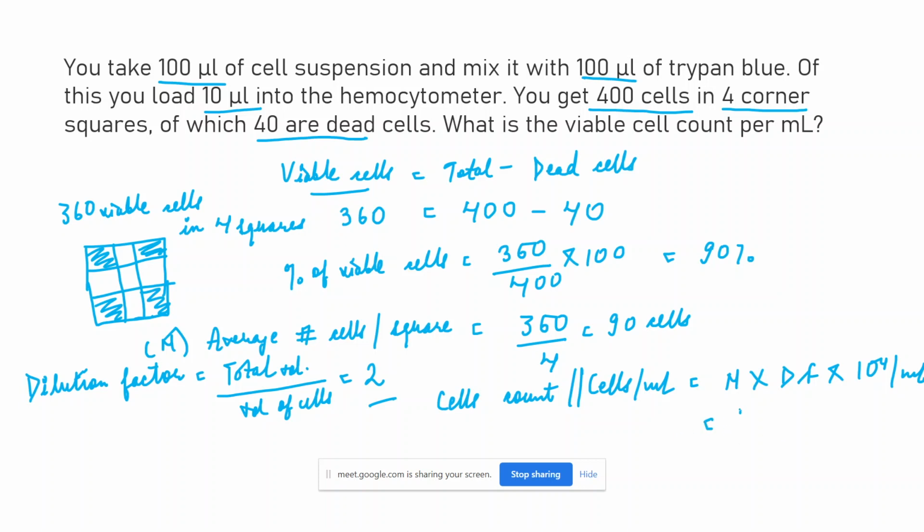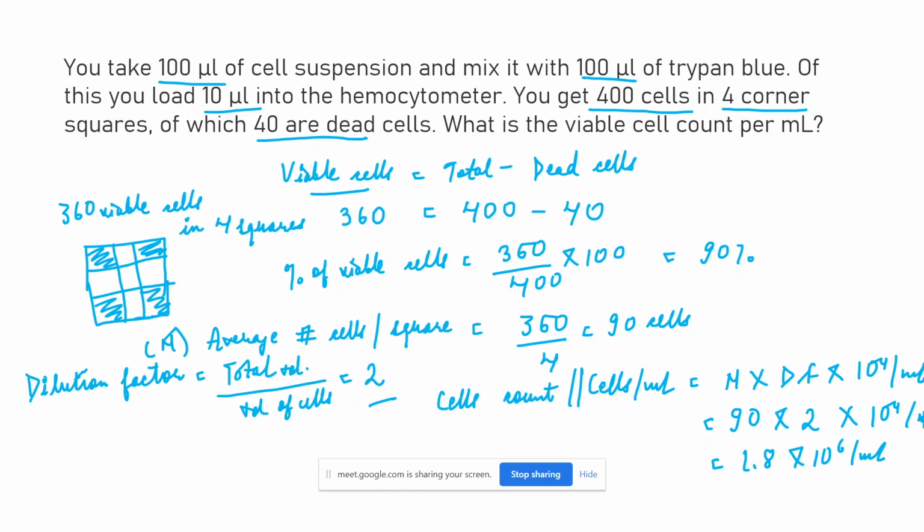So what will we have? The average number of cells per square is 90, the dilution factor is 2, and 10 to the power 4 per ml. So we have around 1.8 times 10 to the power 6 per ml. So this is going to be your answer. Someone already calculated it, I can see in the chat box. Yes, so this is your viable cell count. You have a question like this in this week's assignment as well. I hope you can solve it now, and if you had any doubts, those are clear.